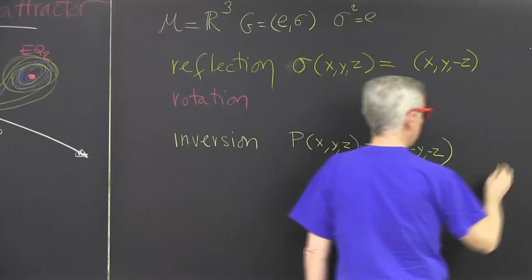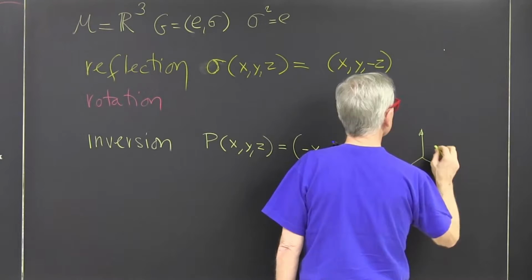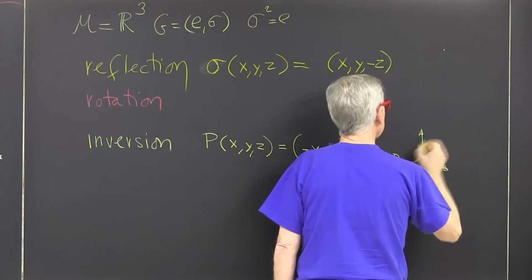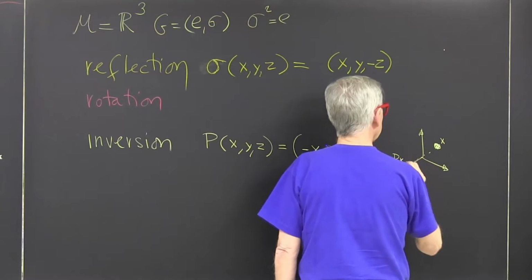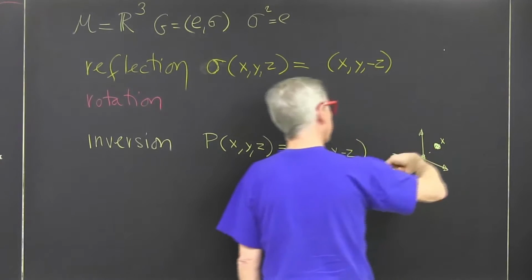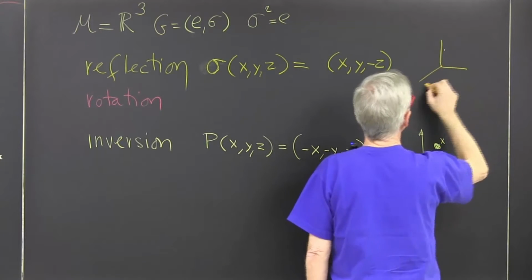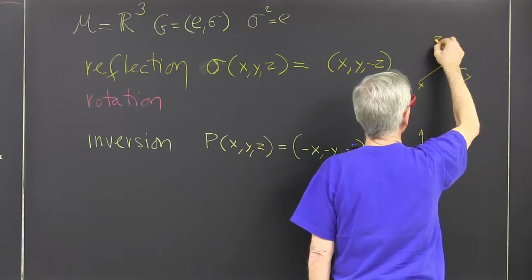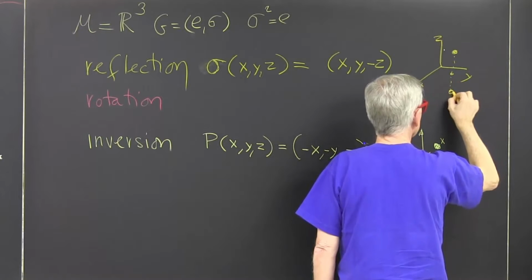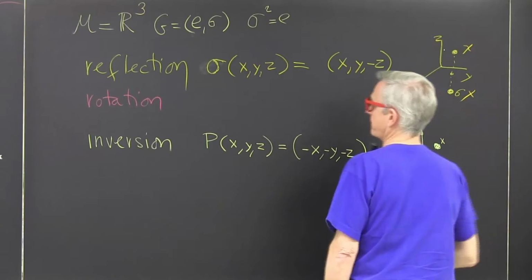So what happens in this case, if I'm in the origin and I have a point, then the inverted point will be here. Just inverted through the origin. This guy will have a property that this is x, y, z. If I have a point here, then it will be inverted there. So if this is my x, this is sigma x.